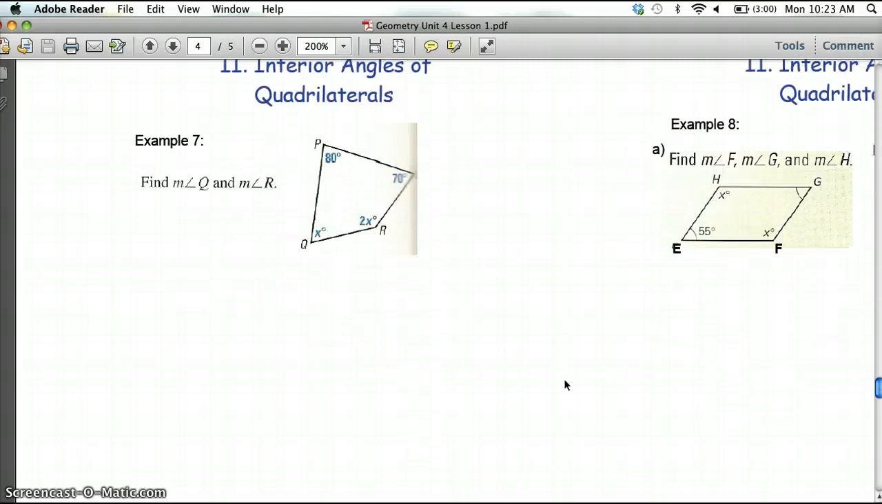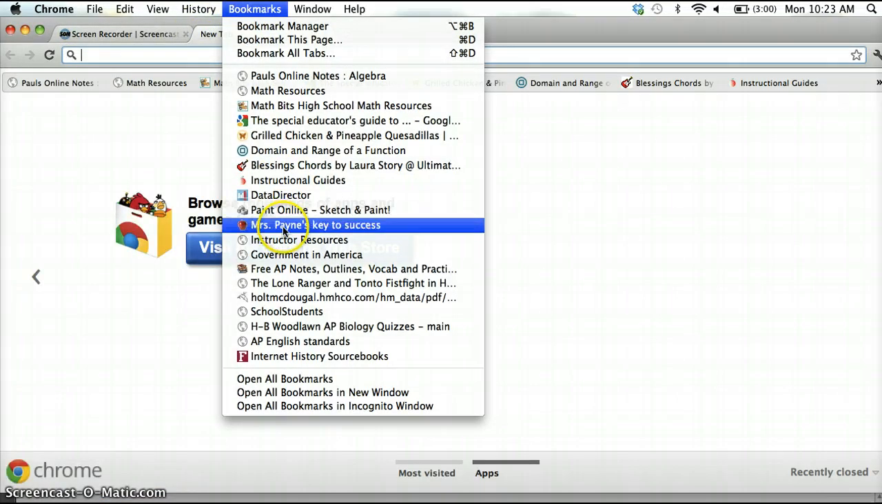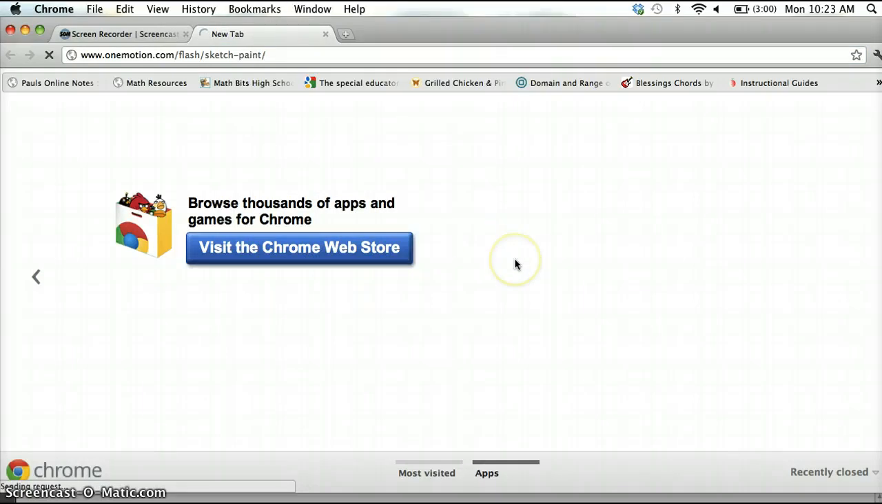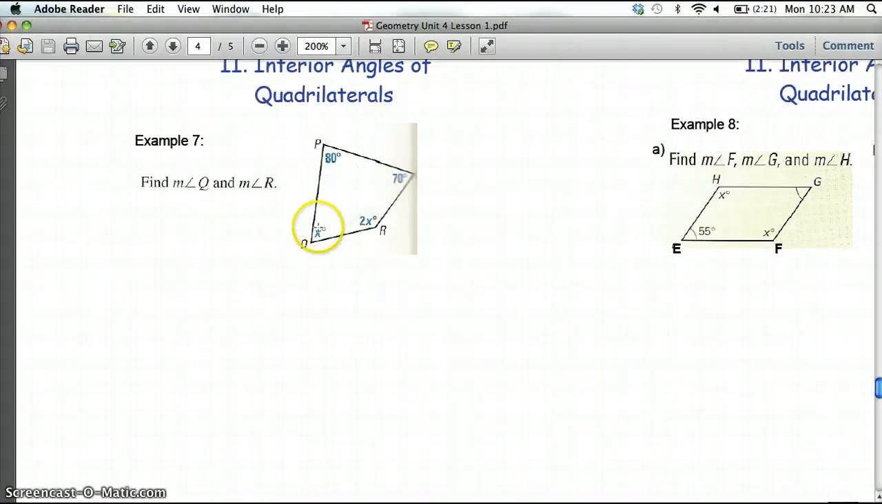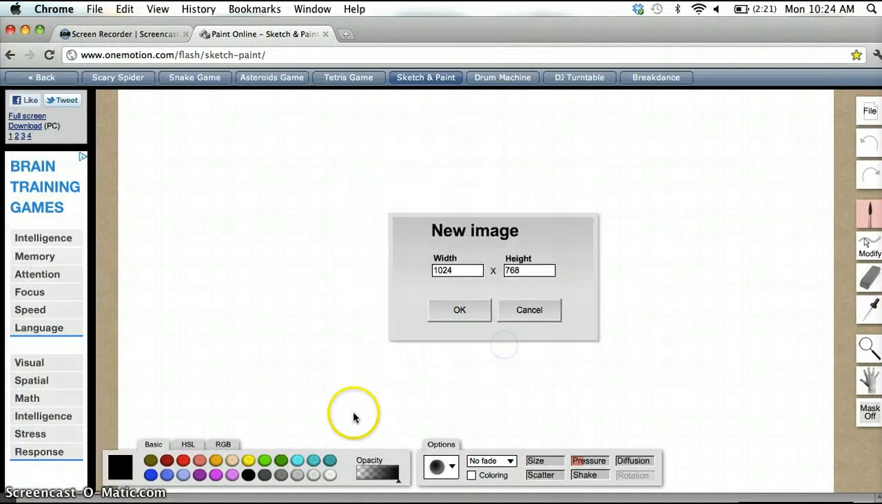Okay. This is mine. Oops. All right, so if you see it in example 7, it wants you to find Q and R. So just like Mr. Livingston said above, all 4 angles are going to be equal to 360 degrees. So what we're going to do is take all 4 angles in our quadrilateral, add them together and equal them to 360 degrees. So let's go over to our paint and go ahead and do that.